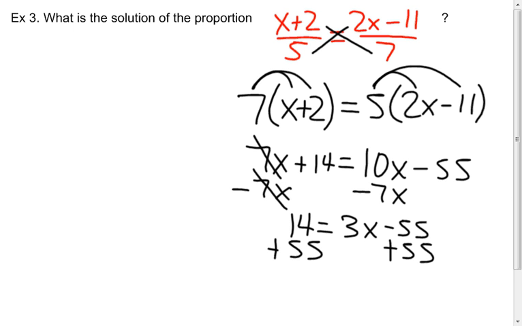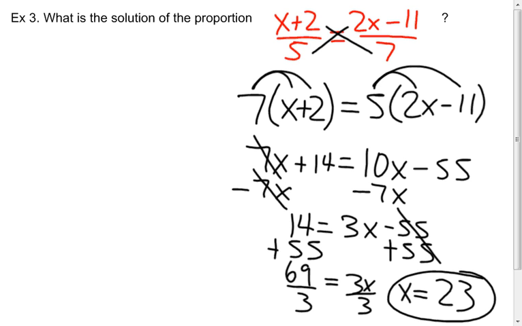Since we've already done those steps, I'm going to go through them a little bit faster than we did in the first half of the chapter. These are inverses, so they cancel, and I get 3x equals 69. My variable is being multiplied by 3, so I need to divide by 3. And I get x equals 69 divided by 3 is 23. And that would be my answer.